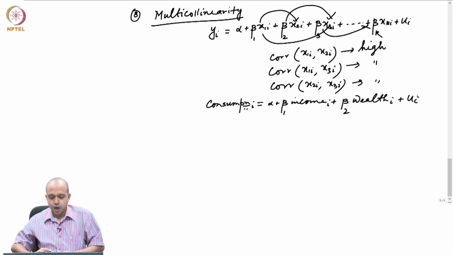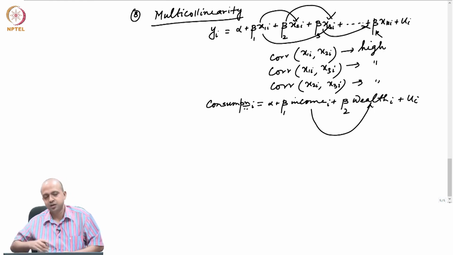All right, and it is possible that income and wealth are highly correlated among each other. If that is the case, then we say that this particular data suffers from a multicollinearity problem. And in the presence of multicollinearity, again the three desirable properties of unbiasedness, efficiency and consistency may get disturbed. Okay. So these are the assumptions.